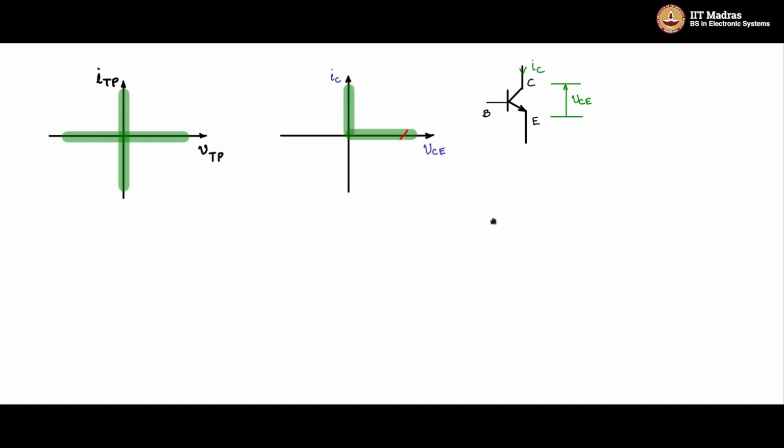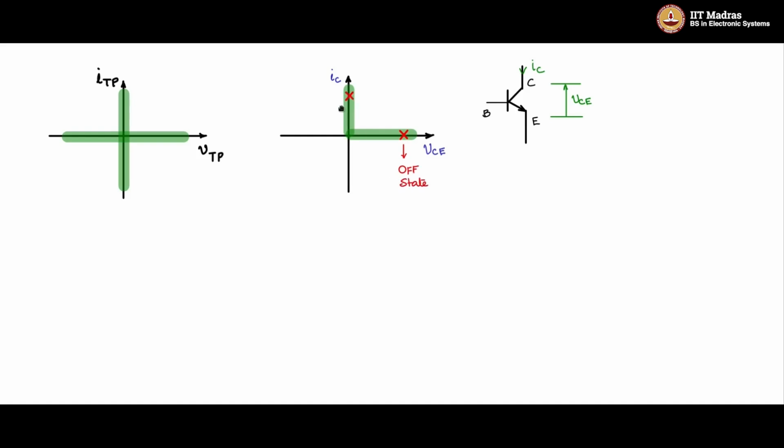Now let us say that there is an operating point here. What does it mean? It is on the x-axis. It is supporting a voltage. Current is 0, which means it is in the off state. So when the switch is in the off state, 0 current is flowing and it is supporting some positive voltage across the collector and emitter.